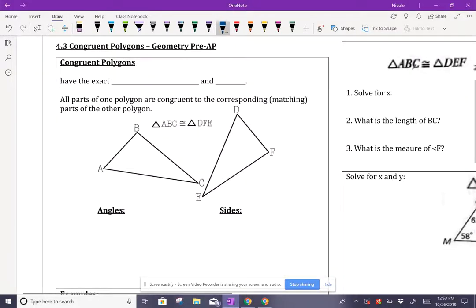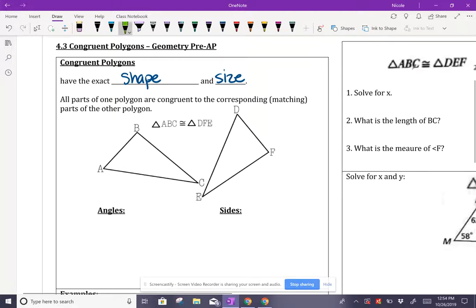All right, as we move through, we are now on 4.3, congruent polygons. And we're specifically going to talk mostly about triangles here. But congruent polygons in general have the exact same shape and size. So this is where naming our triangles is going to become very important, because all parts of one polygon or triangle are congruent to the corresponding or matching parts of the other polygon.